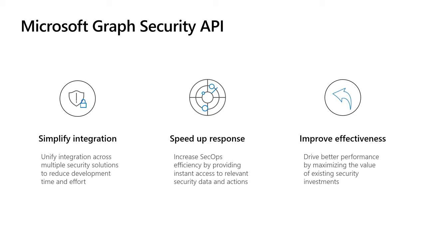So as the industry, we really had to find a way to address that problem by actually simplifying the integration of all these disconnected products for our customers through a unified format and schema. And that's what Security Graph API does for the clients. It speeds up the response process, efficiency of your security operations, and also it maximizes the value of the investment you've already made in your security environment.